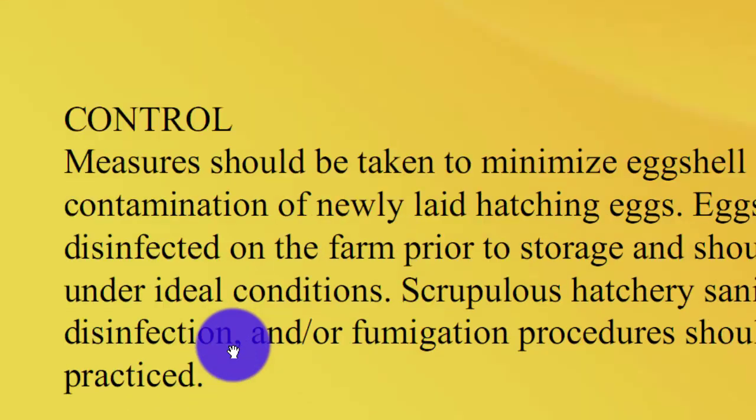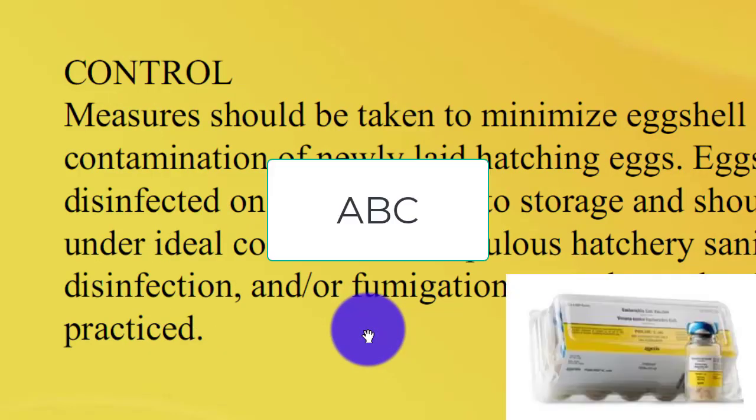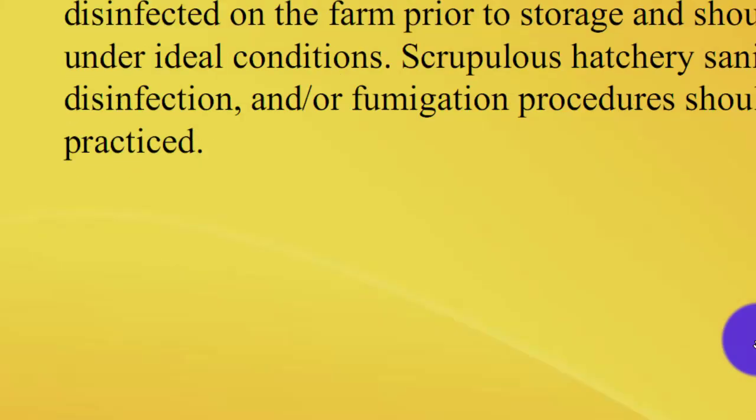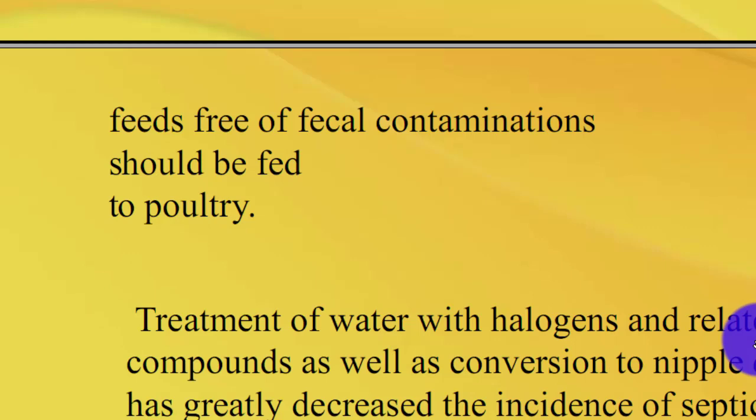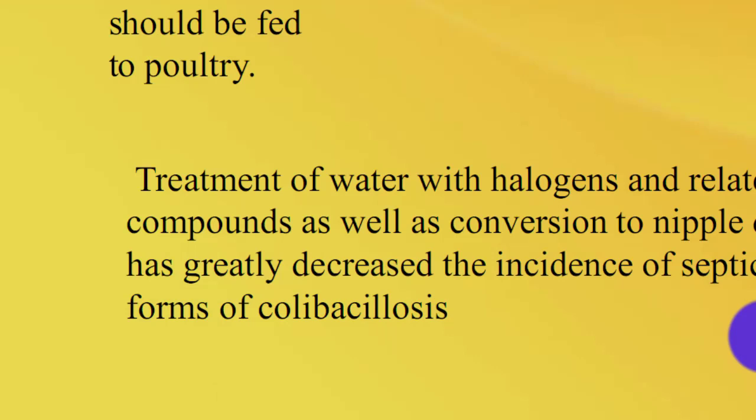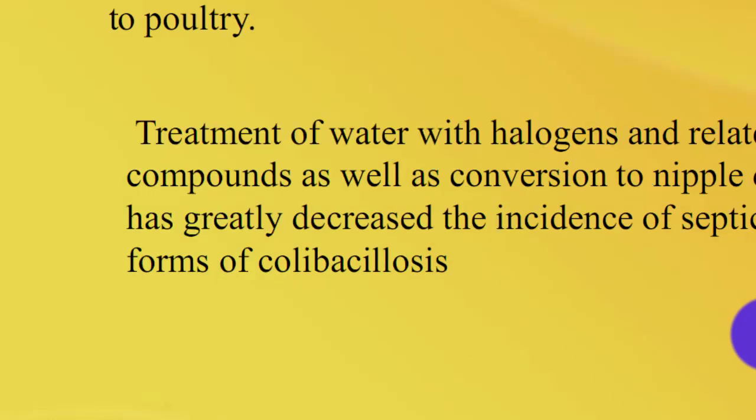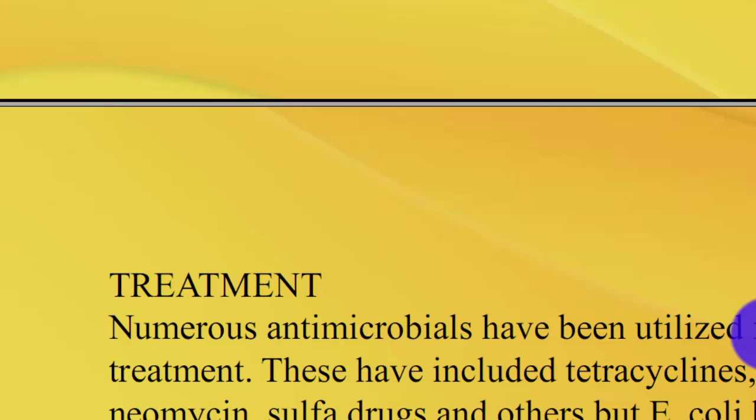Control measures should be taken to minimize eggshell contamination of newly laid hatching eggs. Eggs should be disinfected on the farm prior to storage. They should be stored under ideal conditions. Hatchery sanitation, disinfection, and fumigation procedures should be practiced. Feed free of fecal contamination should be fed to poultry. Treatment of water with halogen-related compounds as well as conversion to nipple drinkers has greatly decreased the incidence of the septicemic form of colibacillosis.